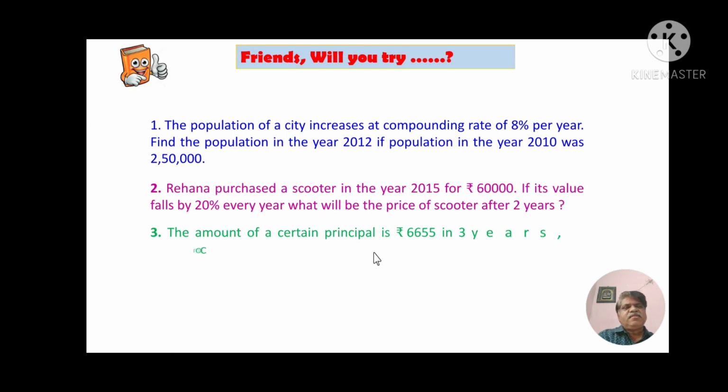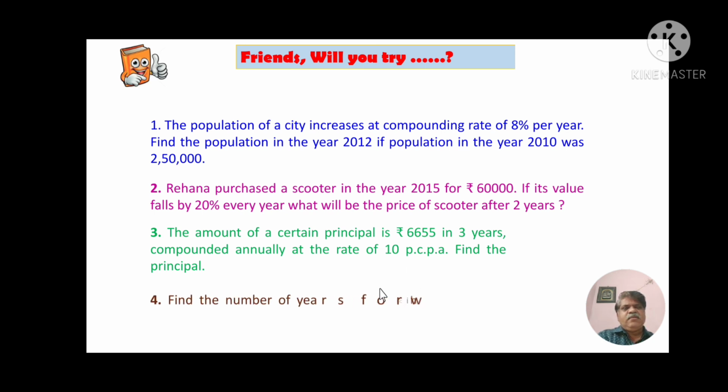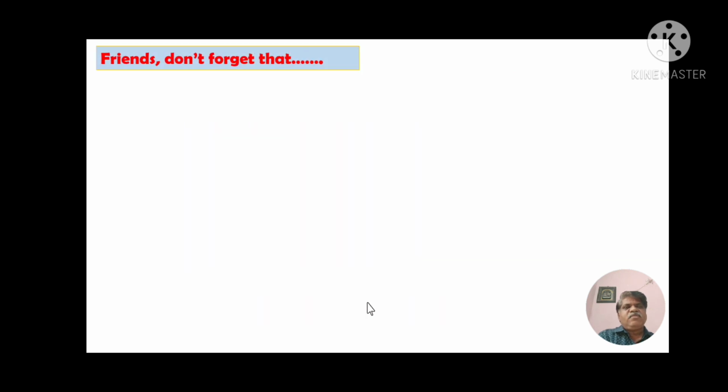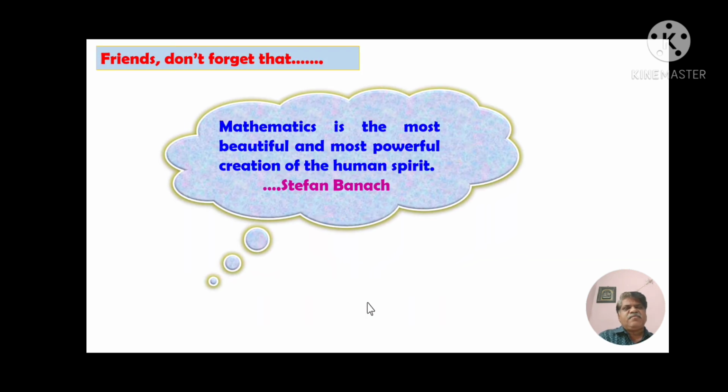The amount of a certain principal is rupees 6655 in 3 years, compounded annually at the rate of 10 PCPA. Find the principal. Find the number of years for which the compound interest on rupees 9,000 is rupees 18290 at the rate of 10 PCPA. Friends, you should not forget the famous words of Stephen Bannon. Mathematics is the most beautiful and most powerful creation of the human spirit.